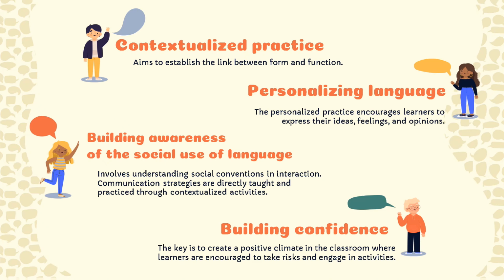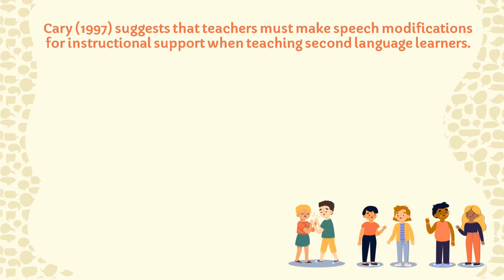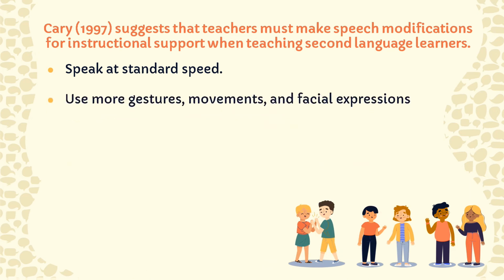And lastly, talking to second language learners at the beginning level, Cary 1997 suggests that teachers must make speech modifications for instructional support when teaching second language learners. And as future teachers, here's what we need to do. Speak at standard speed. This means providing more and slightly longer pauses to give students more time to make sense of the utterances. Use more gestures, movements, and facial expressions. This emphasizes words and gives learners extra clues as they search for meaning.